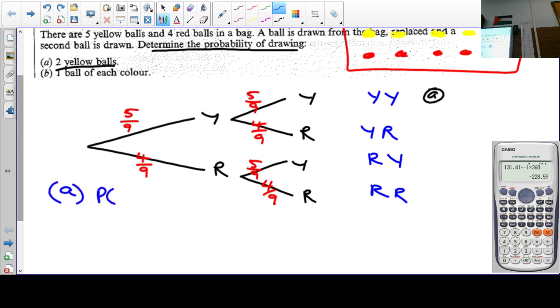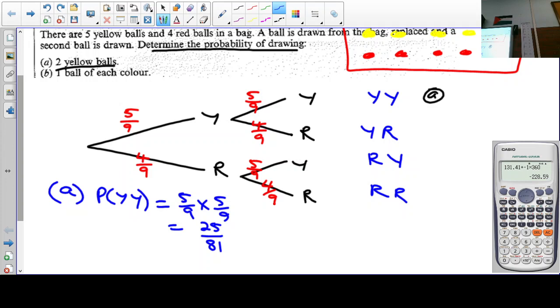So the probability is yellow and yellow. What's the probability of drawing 2 yellow balls? 5 over 9 times 5 over 9, which is equal to 25 over 81. You guys sound sharp, no? But we just did that now. But still stuck in me. Still stuck in you. Nice.